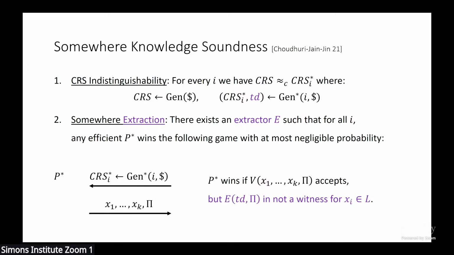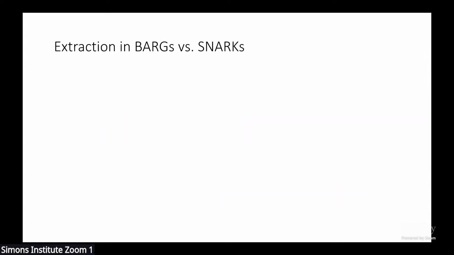So this is a stronger property. Note that here our extractor is not getting the code of the adversary. It's not even getting black box access to the adversary. All the extractor is getting is just the trapdoor, and then it extracts the witness directly from the proof. This is not the type of knowledge extraction we're used to in the context of SNARGs. So let me say a few more words about this. Let me do a comparison between the type of extractor we have from BARGs and for SNARKs.